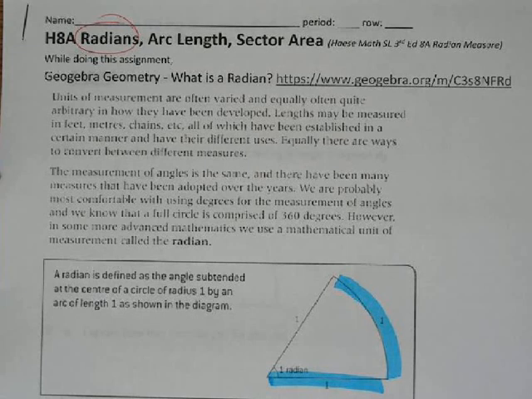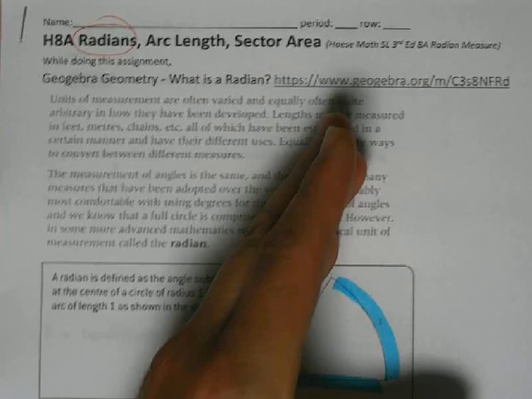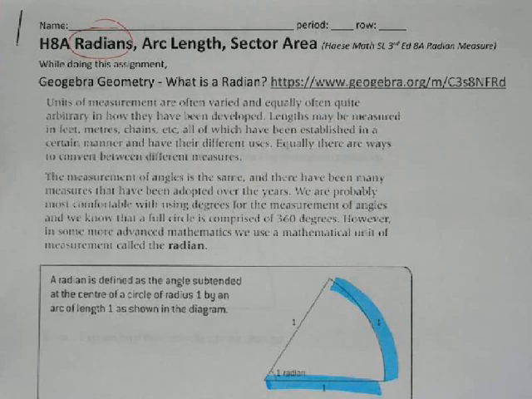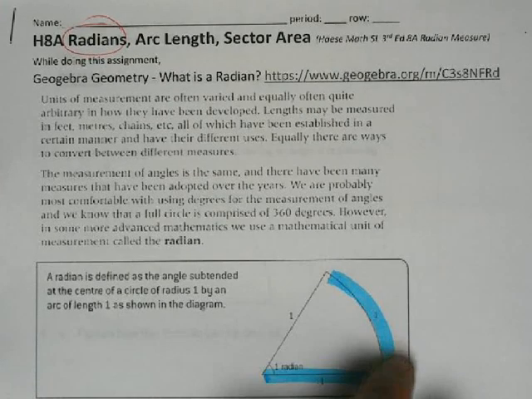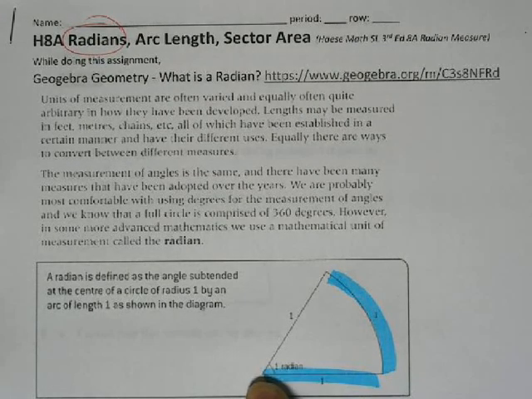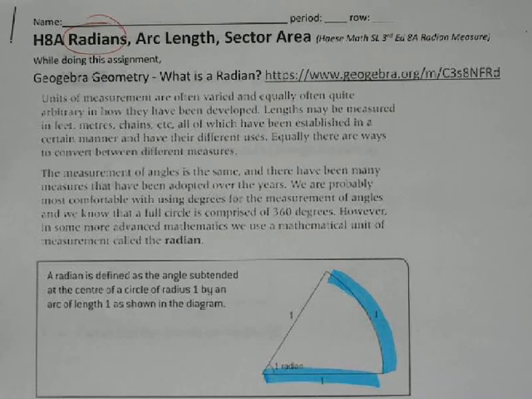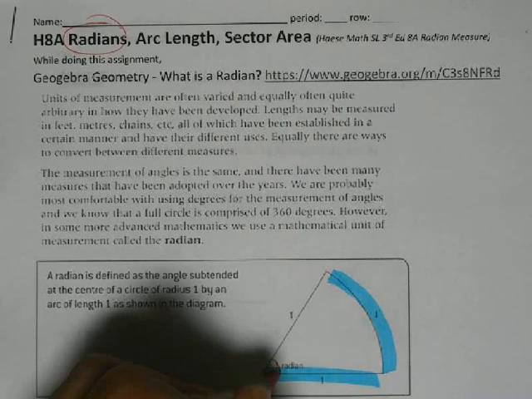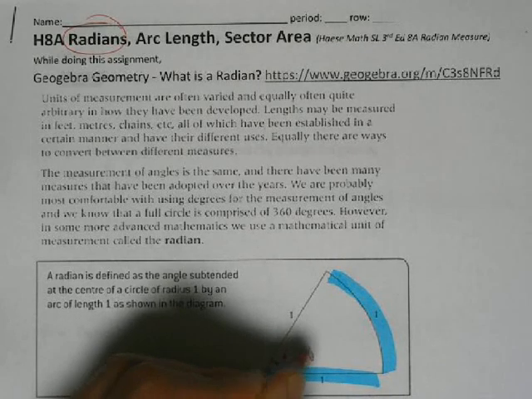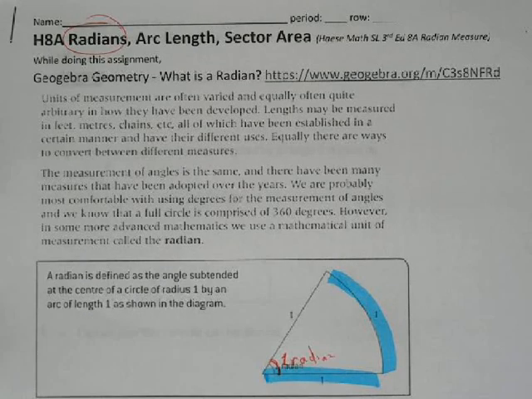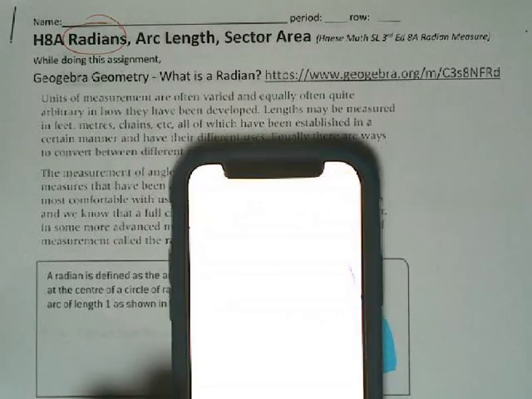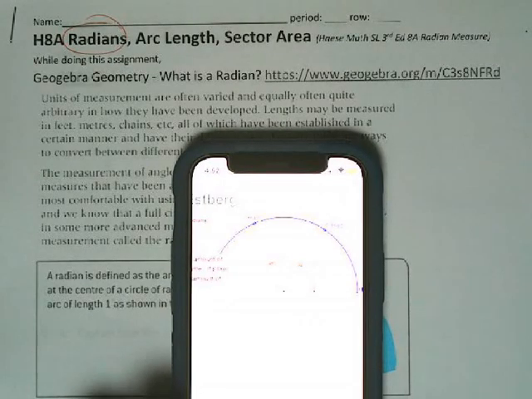A sector of a circle is like a piece of pie. It's like a wedge of the circle. So whenever this length here is the same length as the radius, then you've got 1 radian. So the measurement of this angle here is 1 radian.